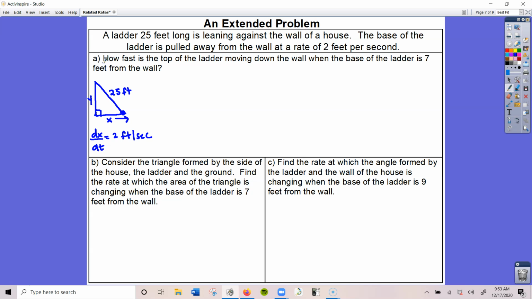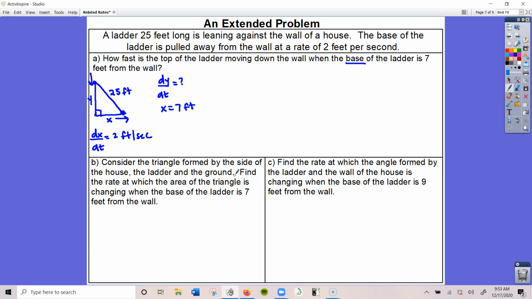And then for part A, it asks how fast is the top of the ladder moving down the wall when the base of the ladder is 7 feet from the wall. So we're trying to find dy dt when the x value is 7 feet. It's the x because this is the base of the ladder, which is 7 feet from the wall.